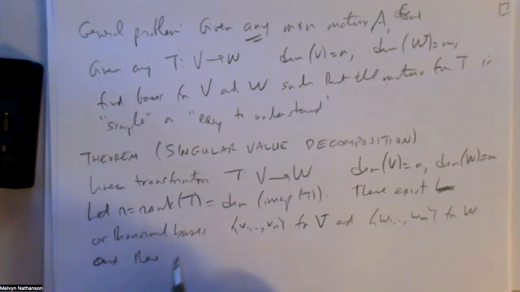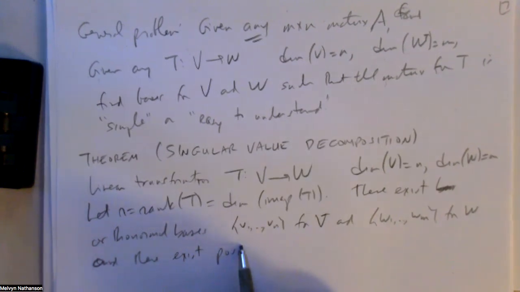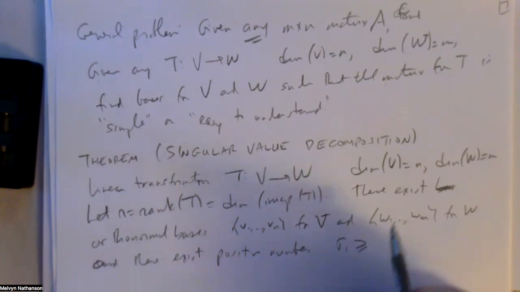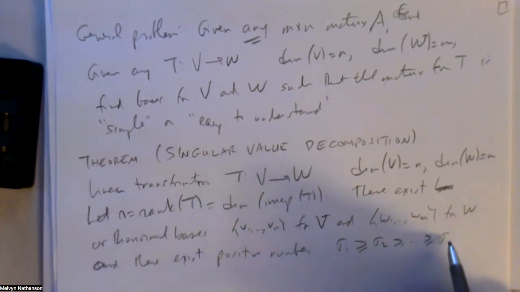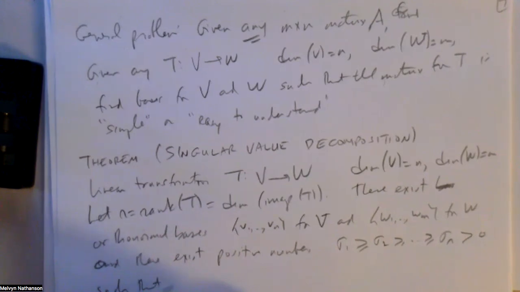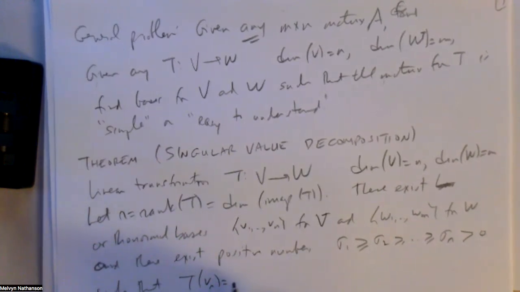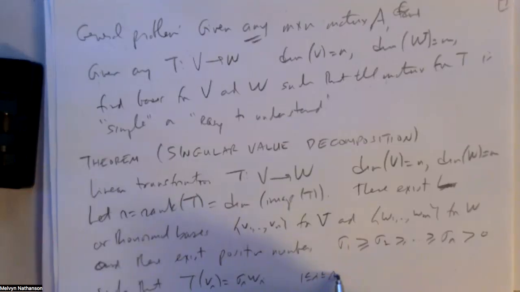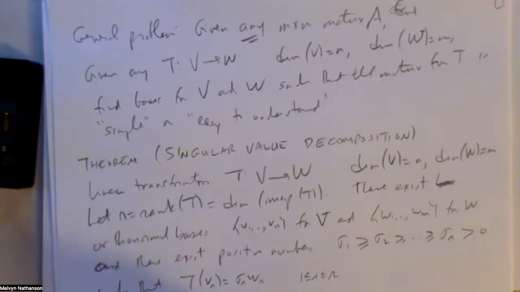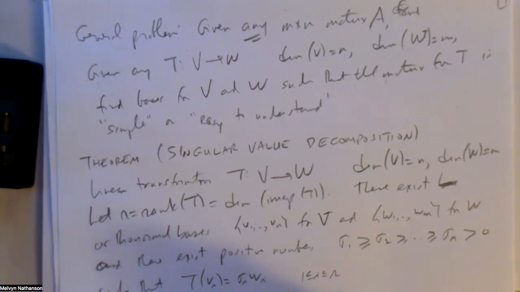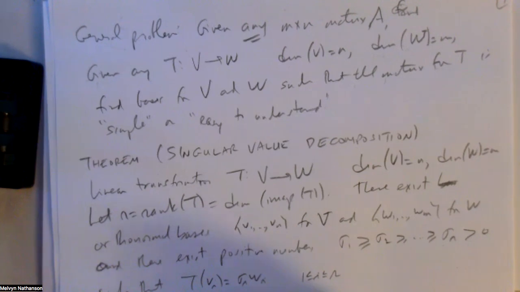and there exist positive numbers, sigma 1, I write them in decreasing order, sigma 2, down to sigma r, greater than 0. So these are r strictly positive numbers written in decreasing order, such that T of vi is sigma i wi, for i going from 1 up to r, and T of vi is the 0 vector for i going from r plus 1 up to n.